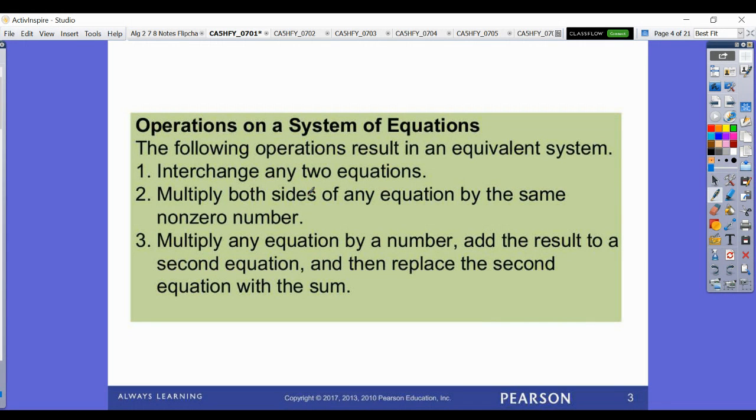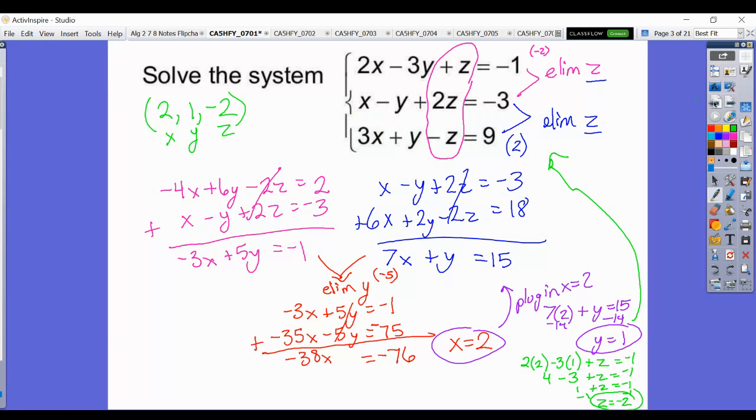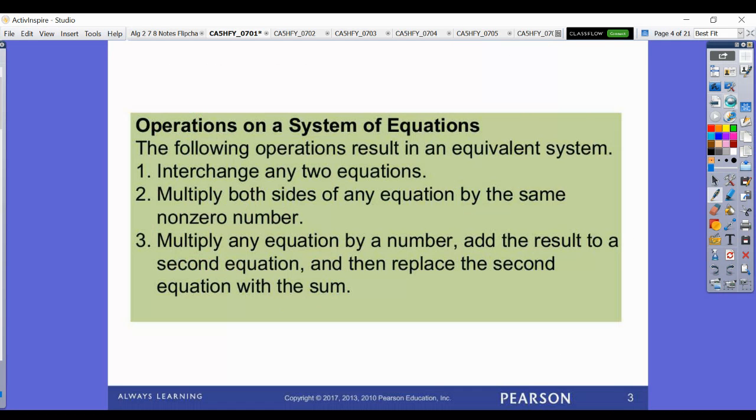You can multiply both sides of an equation by the same non-zero number. Well, we did that. We had to multiply an equation by -2. We had to multiply both sides to keep it equivalent. And then we can also multiply an equation by a number and add it to a second equation and replace the second equation with that sum. Basically what it means is that when I do this multiplication, I can then add it to another equation and replace one equation. So I'm replacing these with equivalent equations and combining them to make new equations.